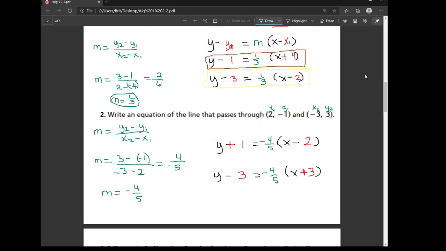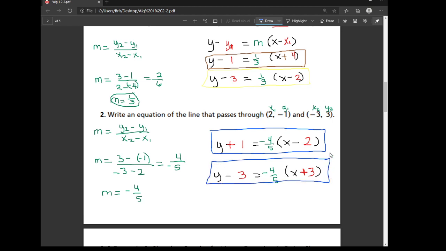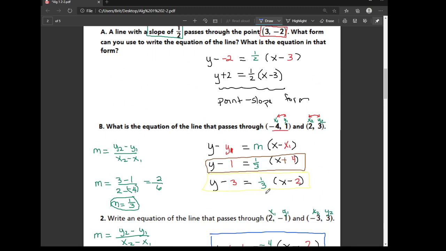Now you don't have to find both equations for most assignments. Usually they'll only ask you for one, so you can choose either equation that's in the box. But that's how to write an equation in point-slope form.